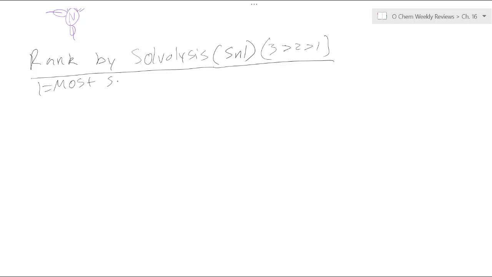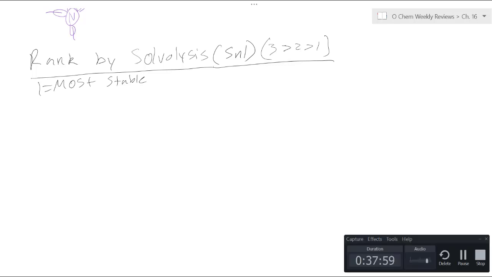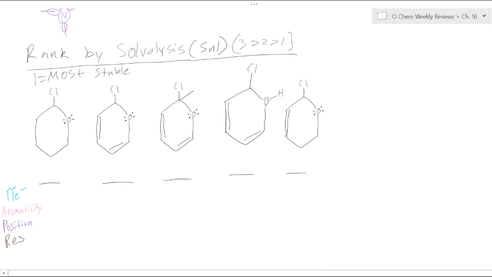Alright, so now let me put the structures up. Alright, so I have written down all 5 compounds, and I have a kind of a checklist to go through each molecule to help you rank this question. So first things first, how many pi electrons are on each molecule? So let me use the right color.